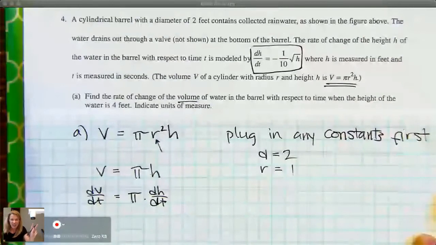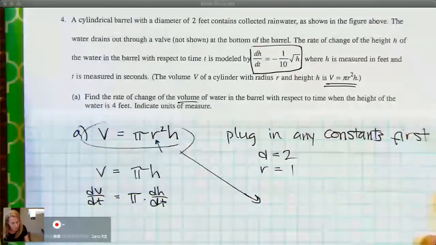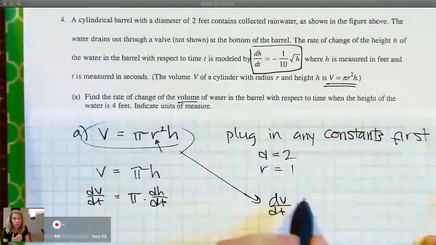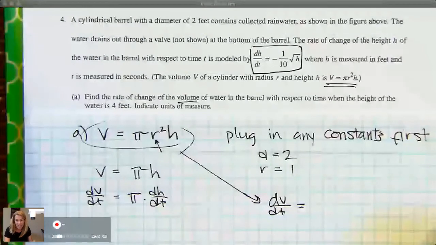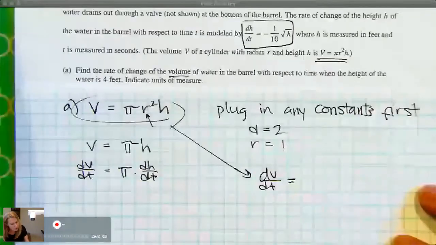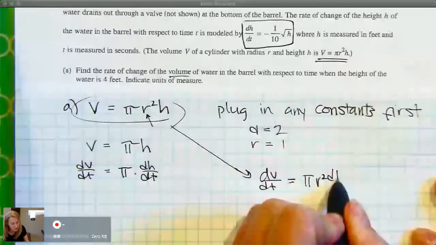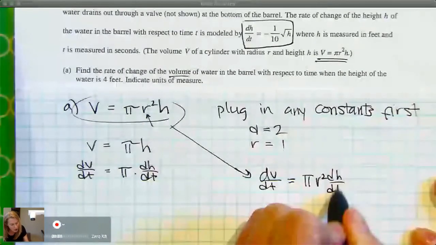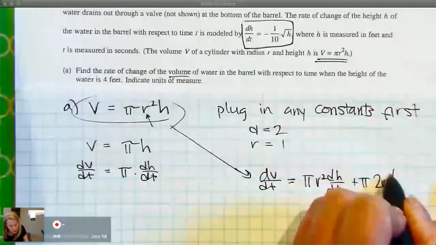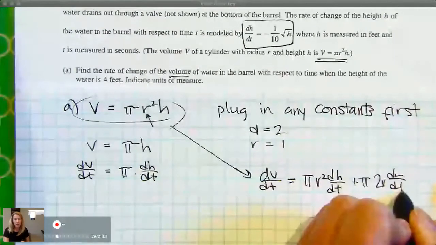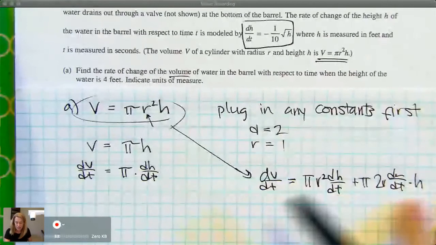Now, before we finish this problem, I just want to remind you, if we had left r in as a variable, we'd get dV/dt equals, and then you'd have to use the product rule. So first of all, I'm adding extra steps, which means I might make extra mistakes. So I get pi r squared dh/dt, and then plus pi 2r dr/dt times h, and so on. I've got to plug things in.